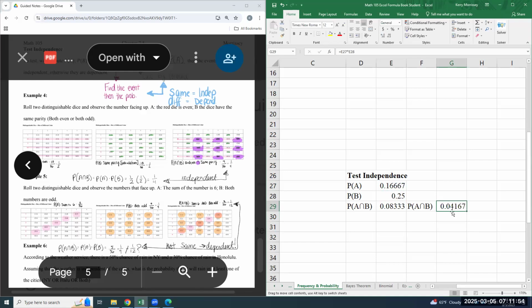But you'll notice that because in your last example it already had those values calculated, this value is here. And we can very clearly see that these two values are not equal. Therefore, they are dependent. So whatever came first, let's say the sum of the numbers is 6, that just means that both numbers are odd, or vice versa. So it has this dependent relationship. So that is just to test dependence and independence.